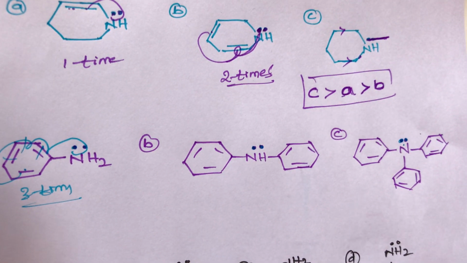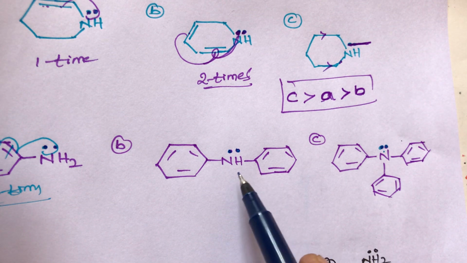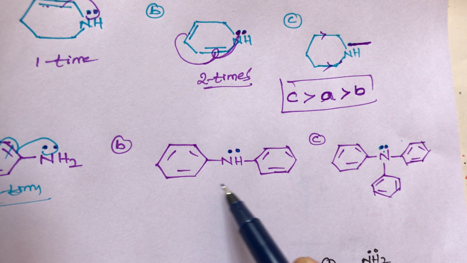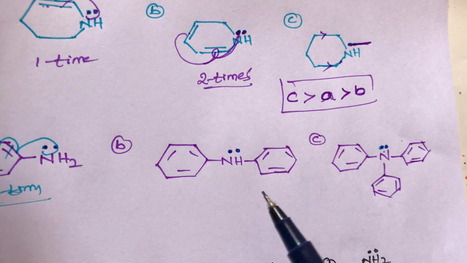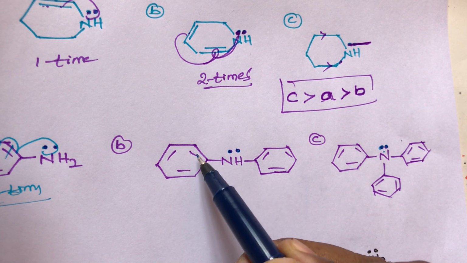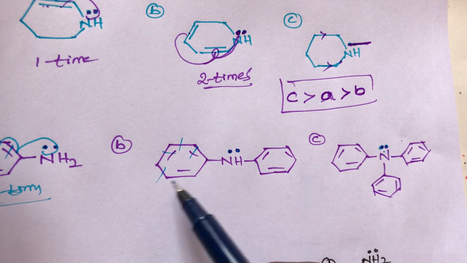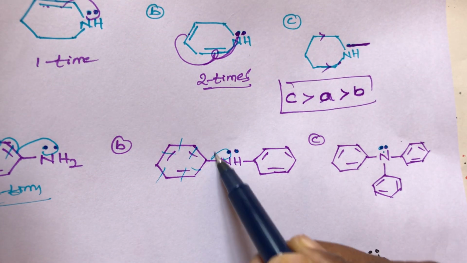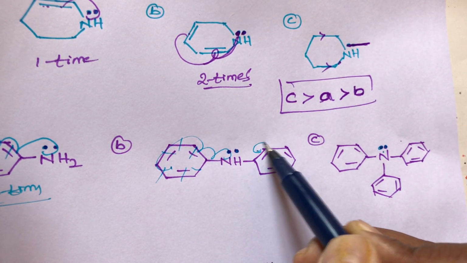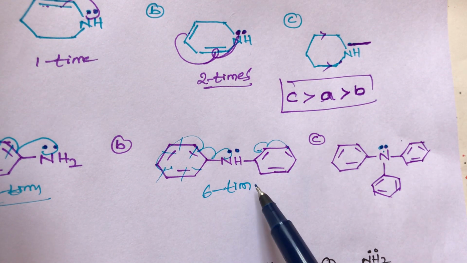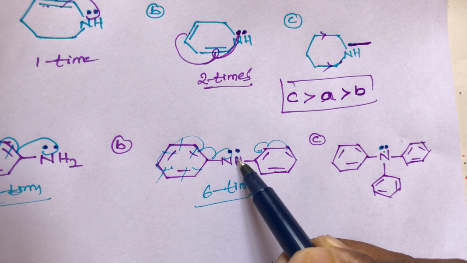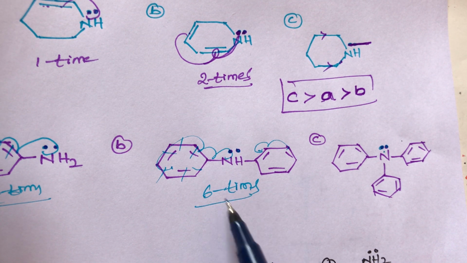And in the second compound, the secondary amine, the lone pair participates 6 times, because there are 3 double bonds on the left hand side and 3 double bonds on the right hand side. Here double, single, double, single, double, single, so the lone pair participates on the left hand side and right hand side. So here 6 times participating in the resonance: 3 times on the left hand side, 3 times on the right hand side.